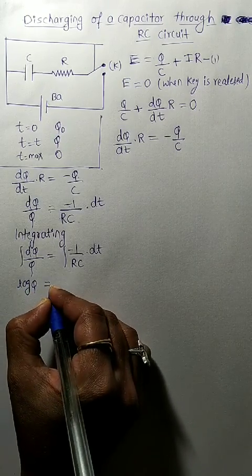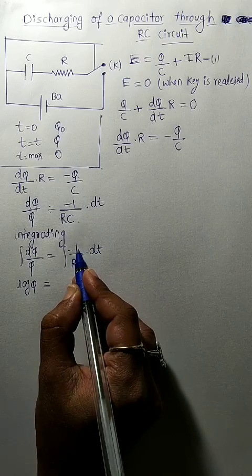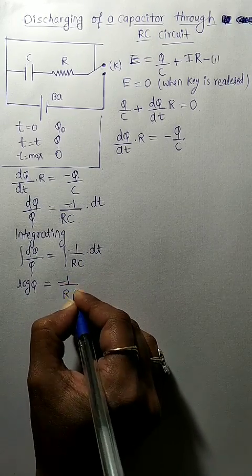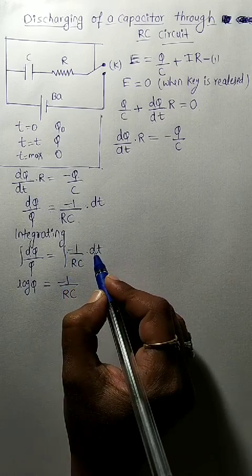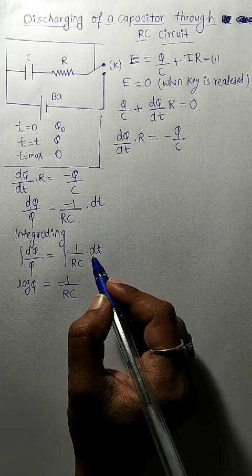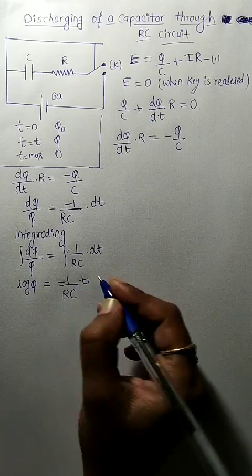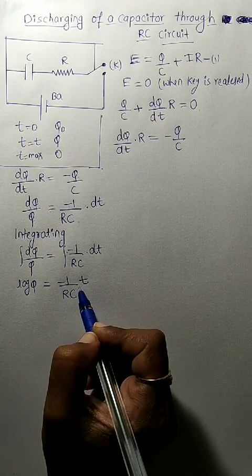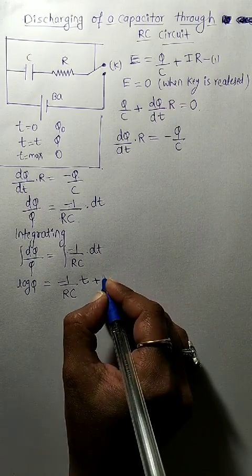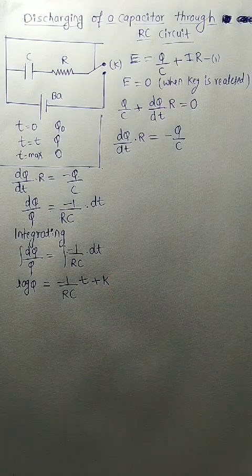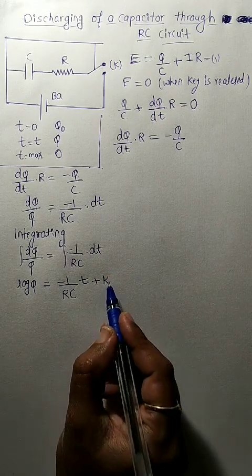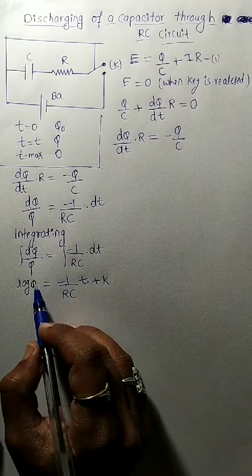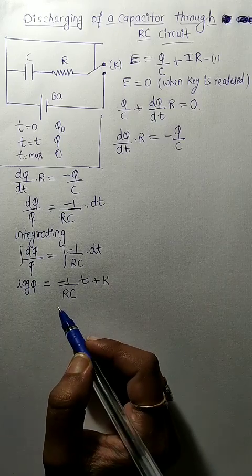So log q is equal to, and you know 1 by RC is a constant quantity, so I'll take it outside: minus 1 divided by RC. What is remaining is the integration of dt. Like the integration of dx is x, the integration of dt will be t, plus an integration constant. Now the question is, what will be the k value? Because if we substitute the k value, then only we can solve the equation.